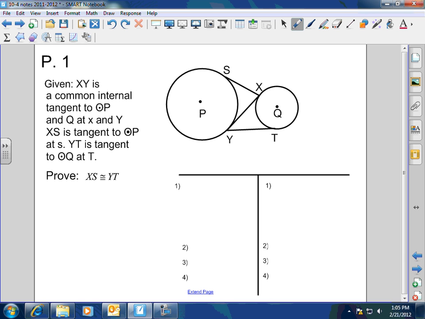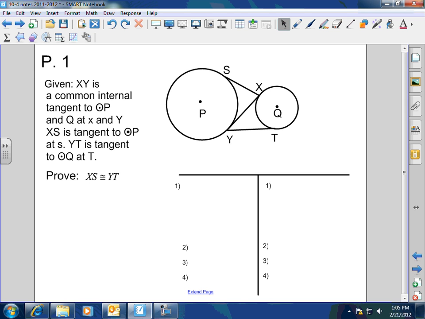Now, if you think about it, you may be saying, wait, hold on. Wait a second. It touches Q too. You're wrong. That's a tangent. Why is that not a tangent? Because that is not going to form a 90-degree angle. Very good job. Awesome. Okay, so XS is a tangent to circle P, and YT is the tangent to circle Q at point T.